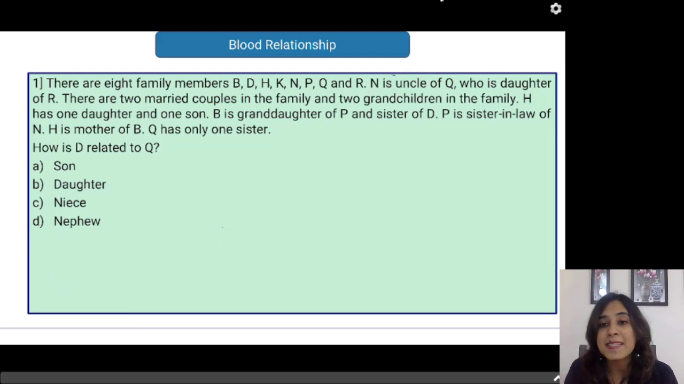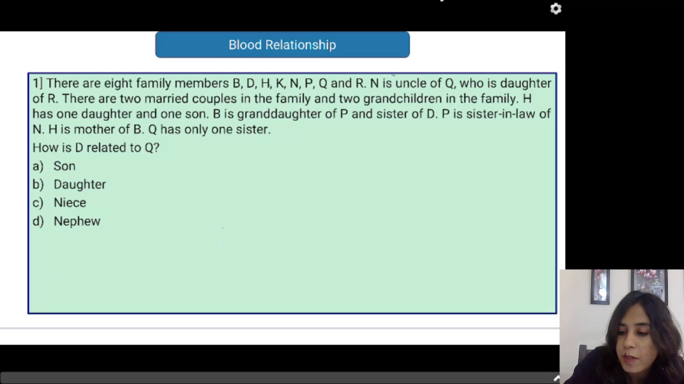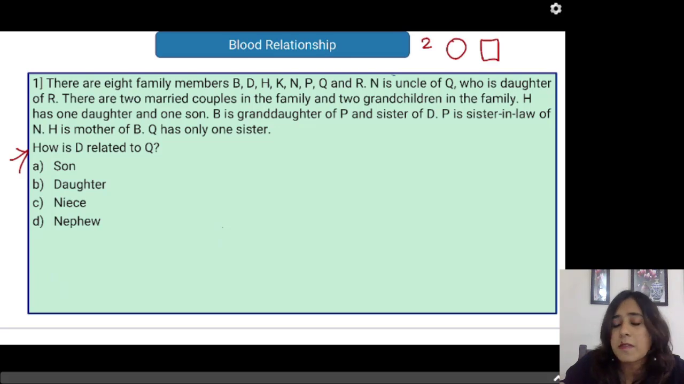Alright guys, the time has ended and let us solve this particular case. So here we have 8 family members, and out of that we have 2 married couples. So I am going to represent female with a circle and male with a square. If they are siblings, then I am going to represent them by a single line. If they are married, then we have double line.